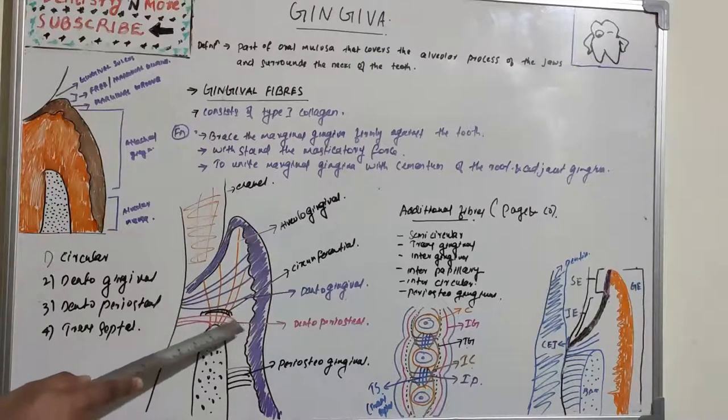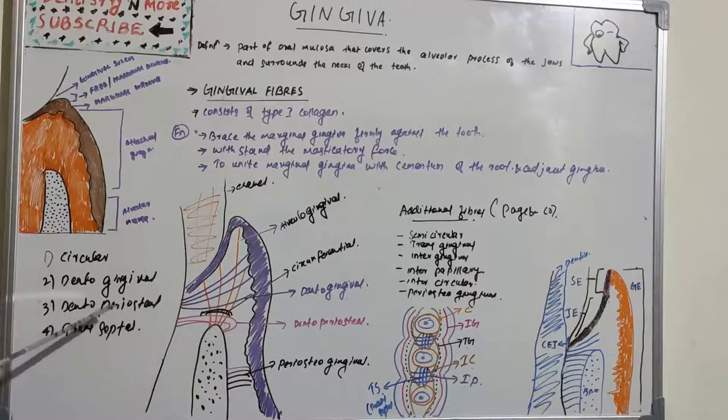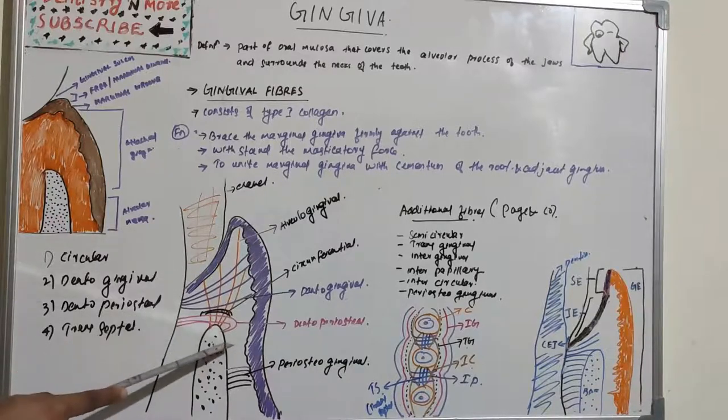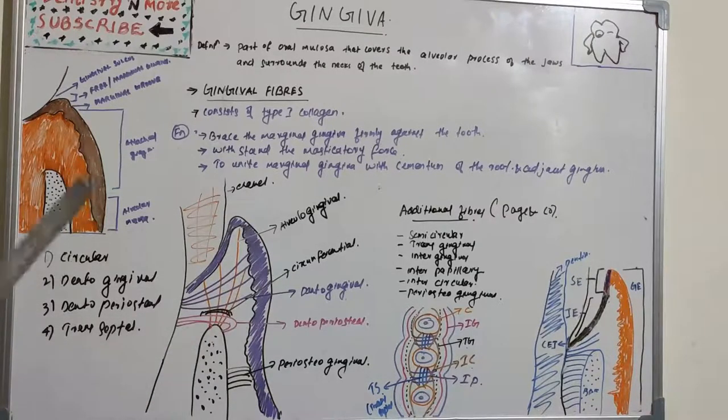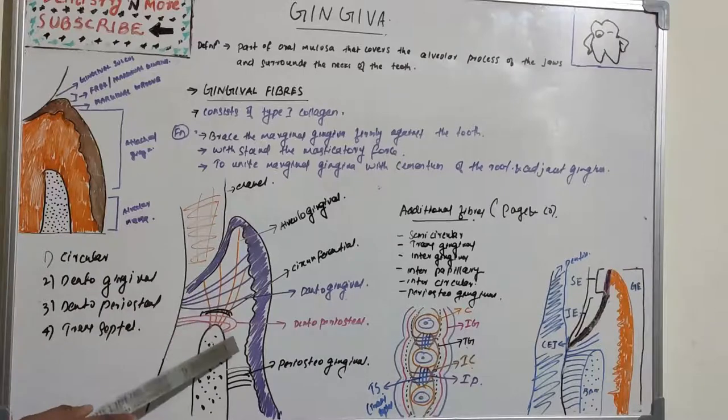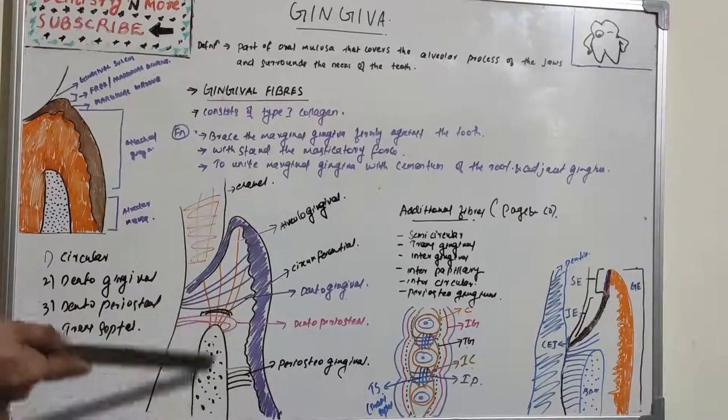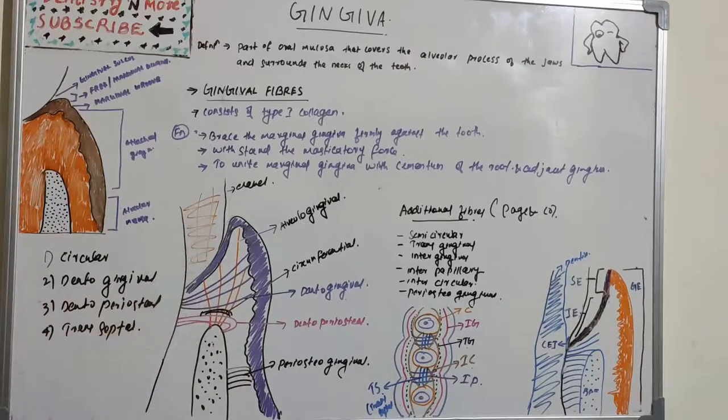Next one is dentoperiosteal. It starts from cementum and ends in bone. This is the periosteum, this is the bone. So dentoperiosteal fibers start from the cementum and end in the periosteum. They are embedded in the same portion of the cementum as dentogingival fibers, but they run their course apically over the vestibular and lingual bone crest and terminate in the tissue of the attached gingiva. So this is going in the apical direction, dentogingival going in the coronal direction.